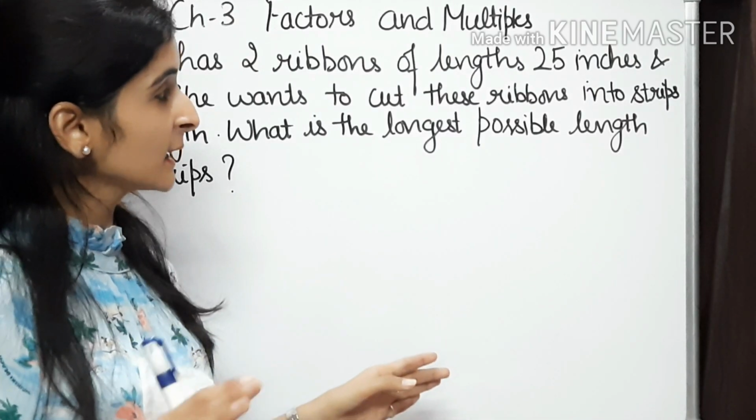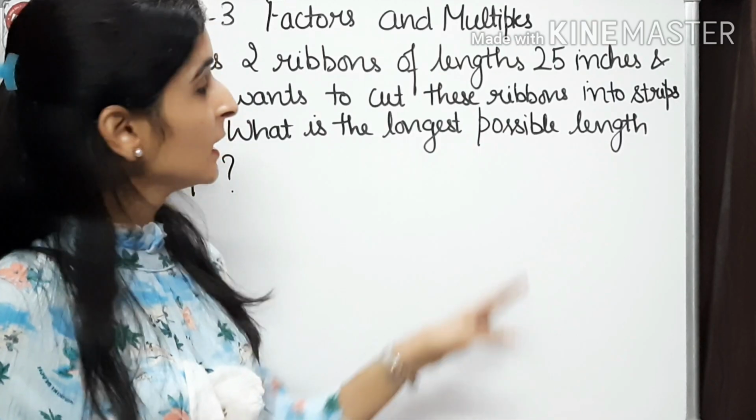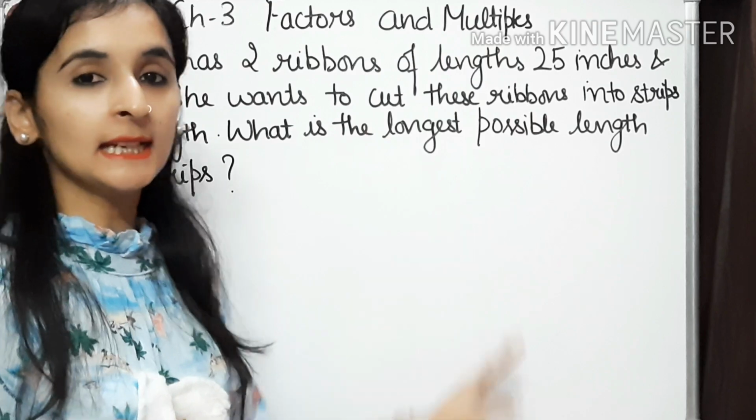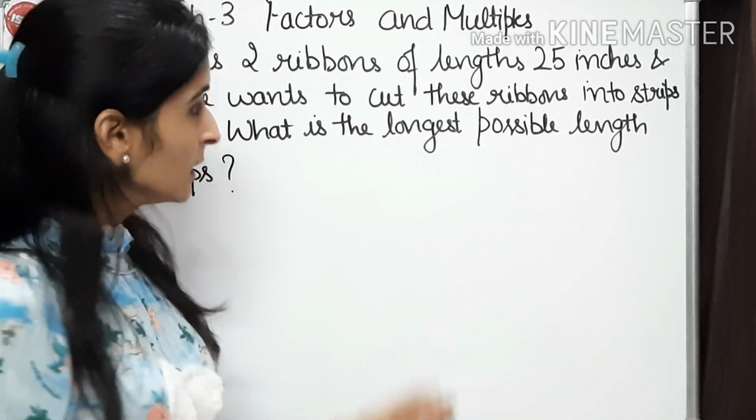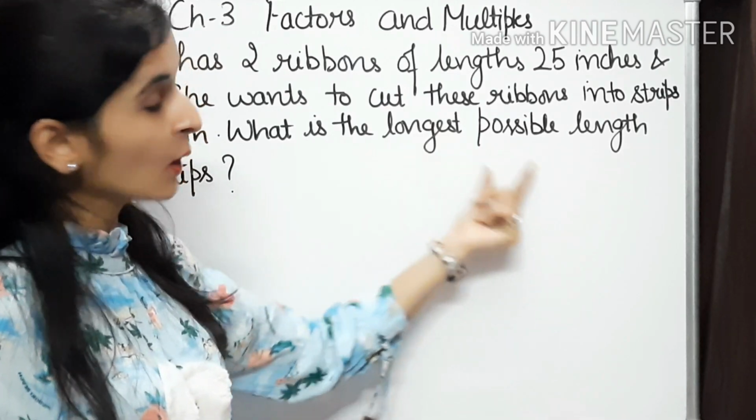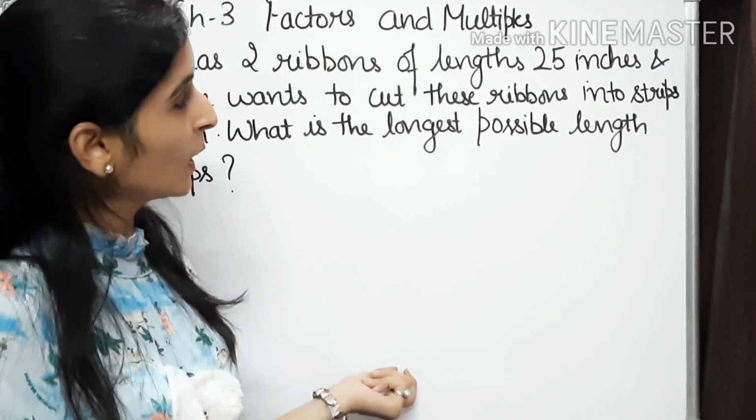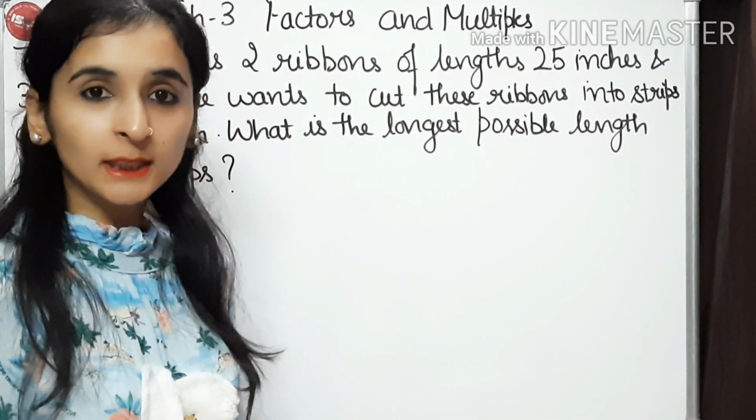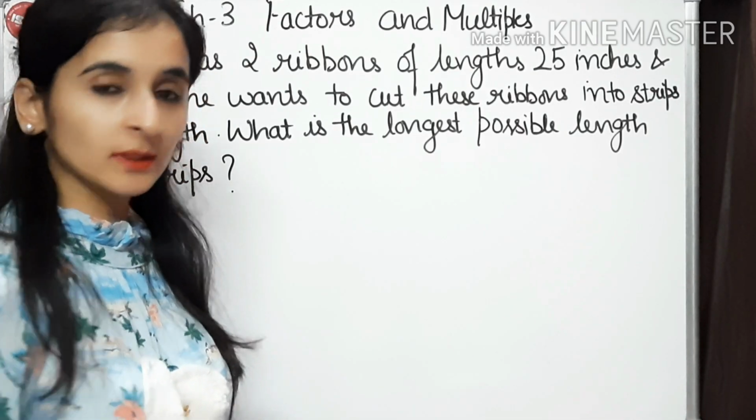So children, keep it in mind, wheresoever you are given highest or longest, there you have to find out the HCF, highest common factor. So here we have to find out the longest possible length for the strips. So again we are going to find out the HCF of 25 and 35. Let us start finding the solution for this question.